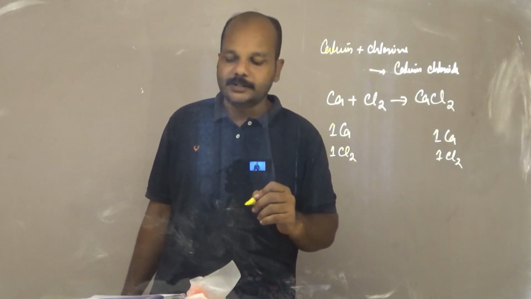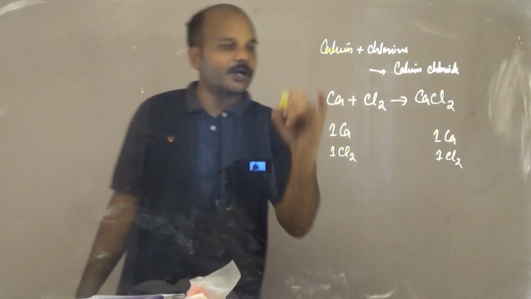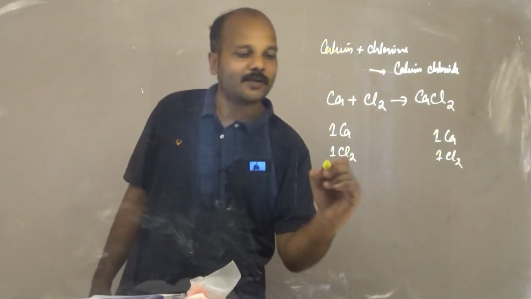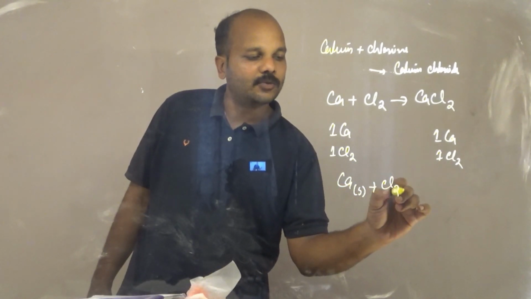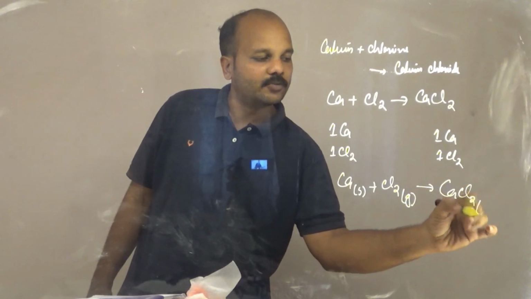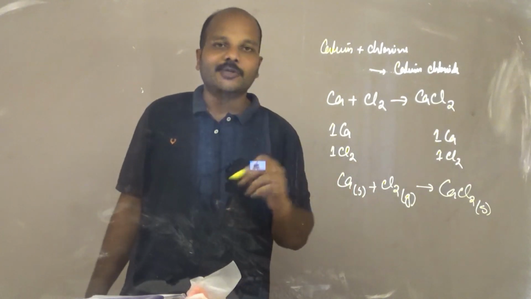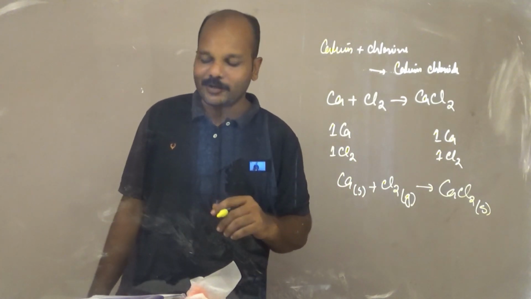Next, you have to write the physical form. Ca is S plus Cl2 is gas gives CaCl2, which is solid. So you have to write its physical state, and this is the way you need to do it.